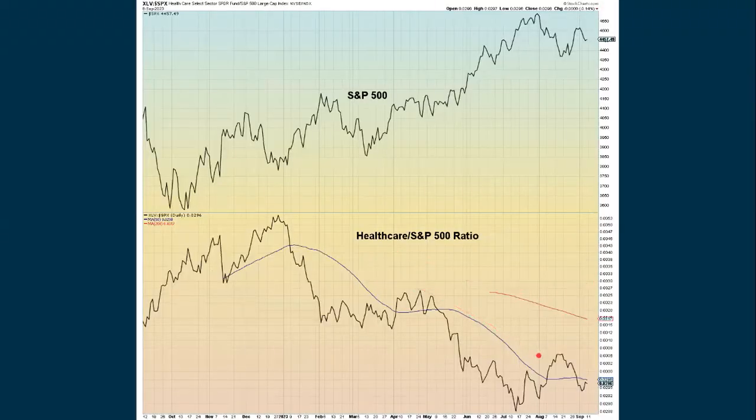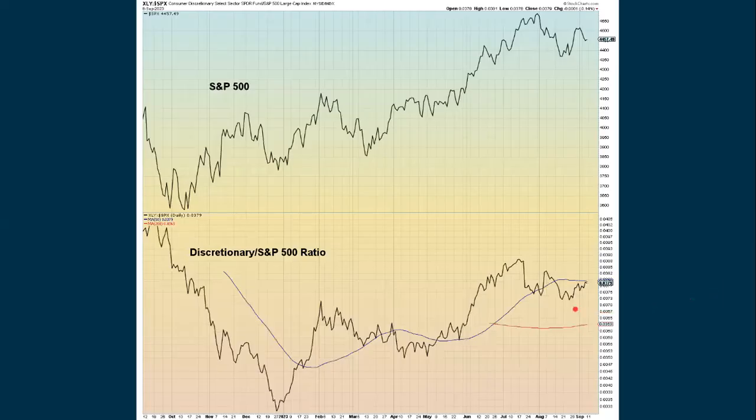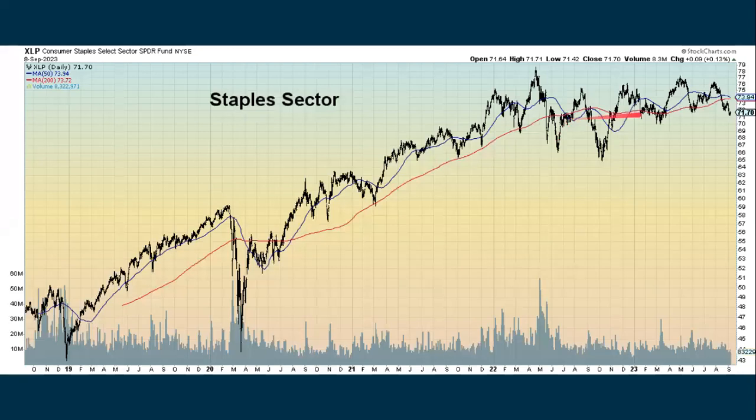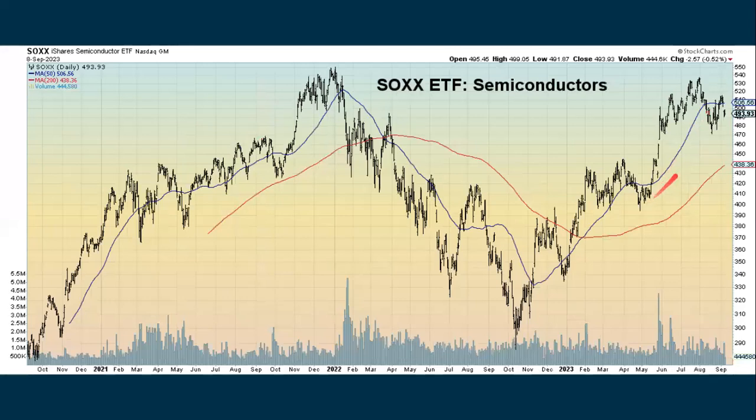Healthcare is also in a downtrend compared to the S&P. Here's another look showing how healthcare is underperforming. Discretionary, which is more growth oriented, is continuing to outperform the S&P. And the staples sector, which is chopping more or less sideways, is still positive, but if we stay below these lines, that could turn negative soon. The tech sector continues to be in an uptrend. Semiconductors have seen some recent weakness, but are still in a longer term uptrend.